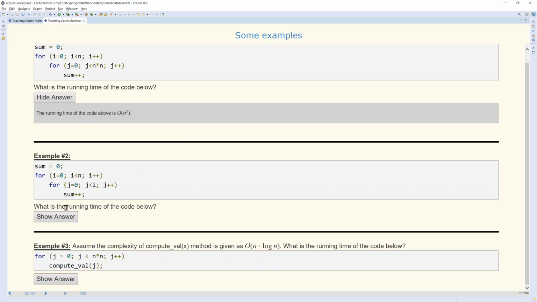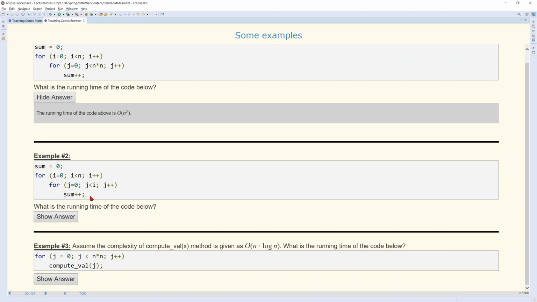Let's go to example 2. This time, the outer loop iterates n times, but the inner loop iterates i times, where i is changing in every iteration of the outer loop. In other words, in the first iteration, i would be 0, so from 0 to j less than 0, nothing will be executed in the first iteration. In the second iteration, the inner loop will be executed once, then twice, 3 times, 4 times, 5 times. It will go this way.